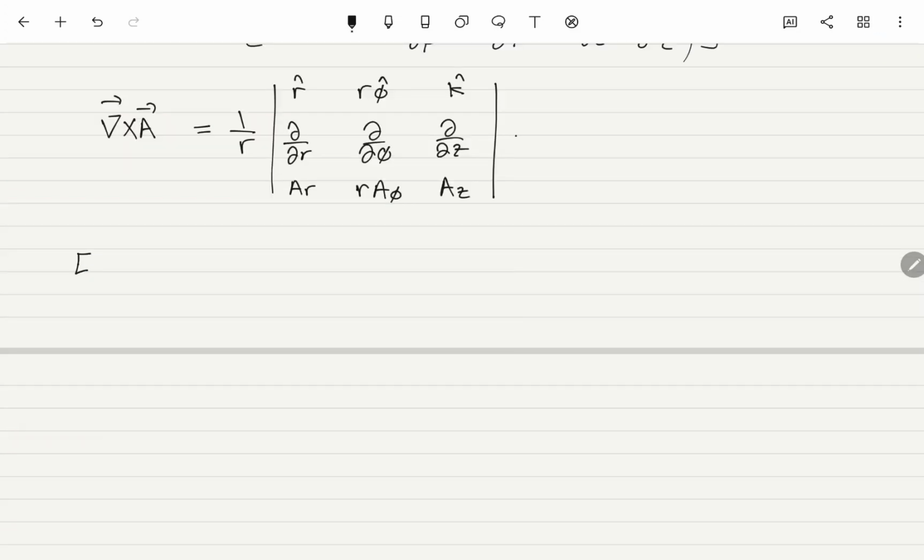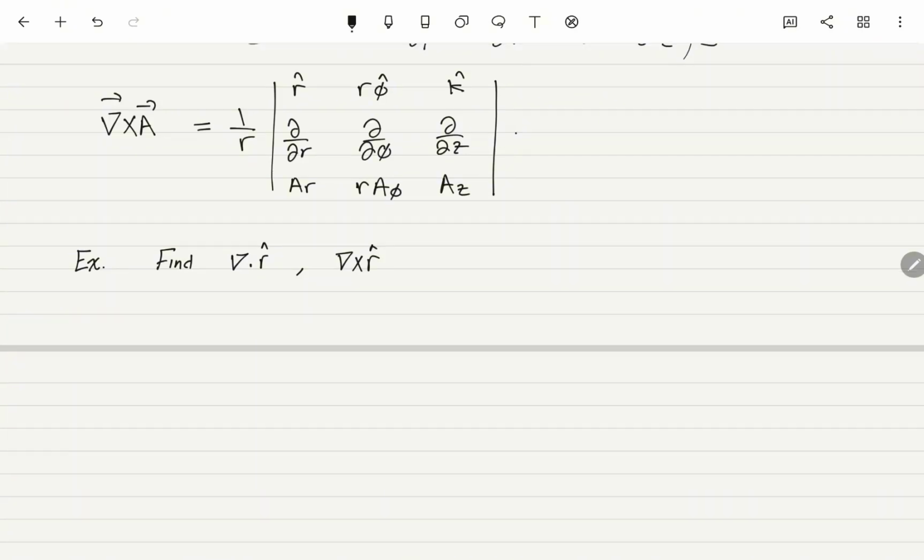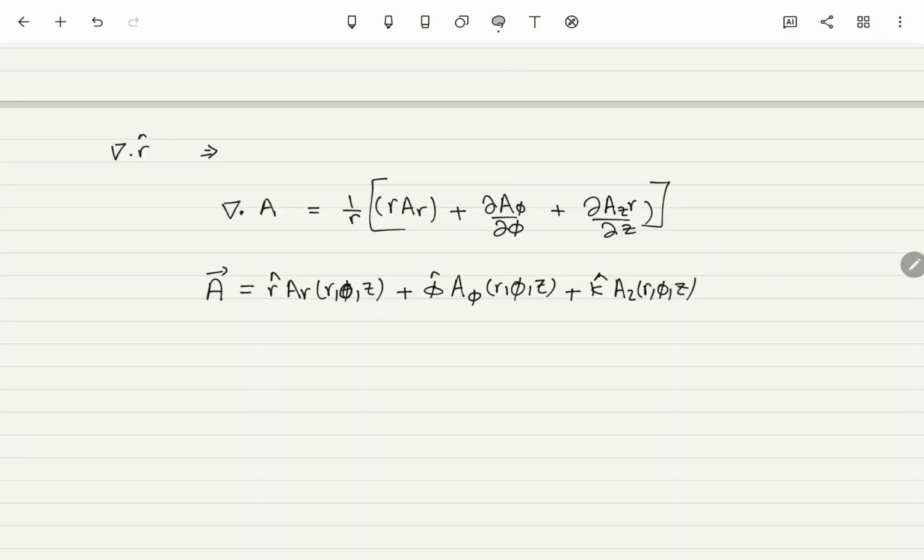Example: find the divergence of r hat and the curl of r hat in cylindrical coordinates. To find the divergence of r hat in cylindrical coordinates, let's go back to the divergence definition and the general vector A definition. I just copied them in here.